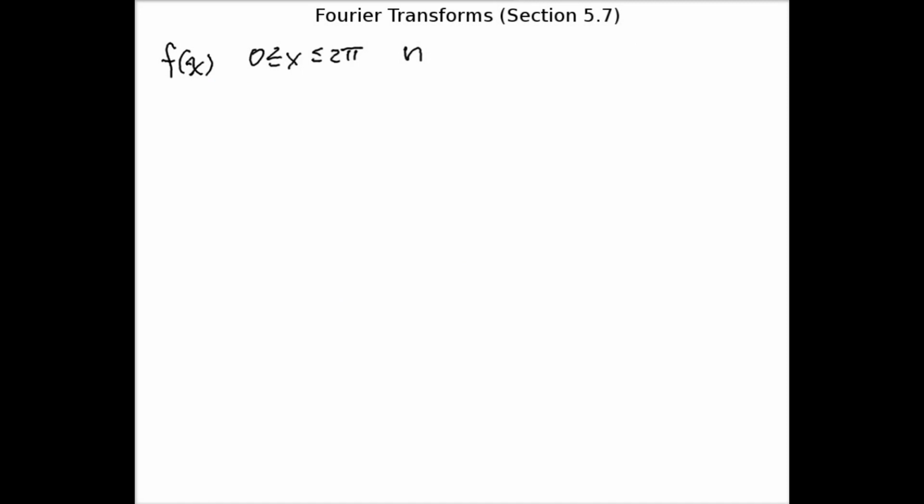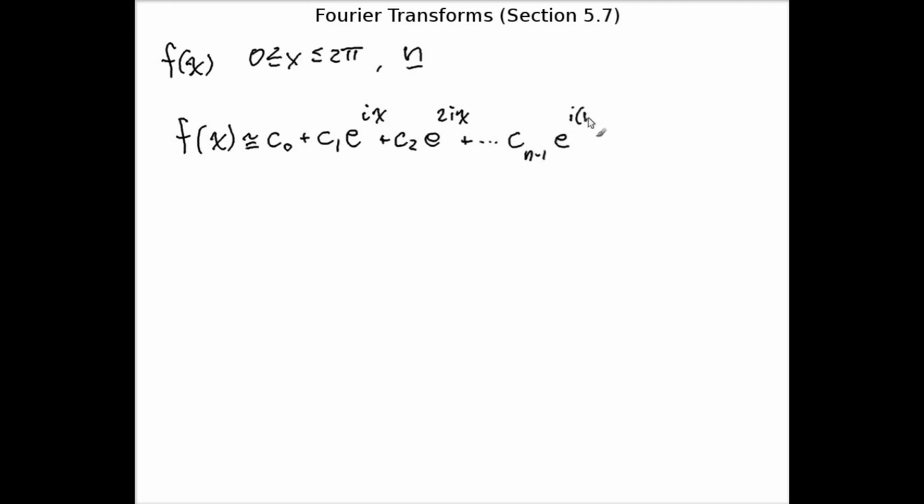Okay, so here's what we do. We have this function f of x for x between 0 and 2 pi, and we've picked this large number n. And the idea is that we want to write f as best we can, approximating it, by a function of the following form. I want to take a constant function plus c1 e to the ix plus c2 e to the 2ix plus dot dot dot c n minus 1 e to the i n minus 1 times x. That's the basic idea.